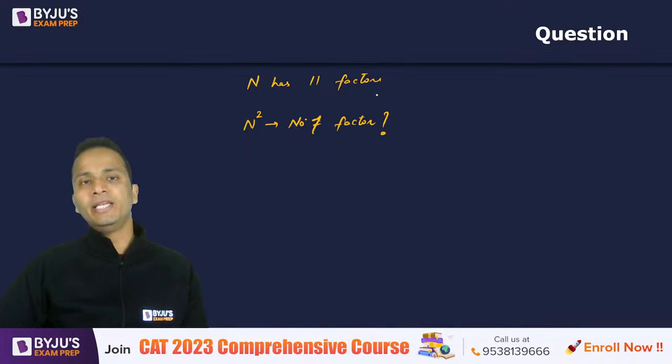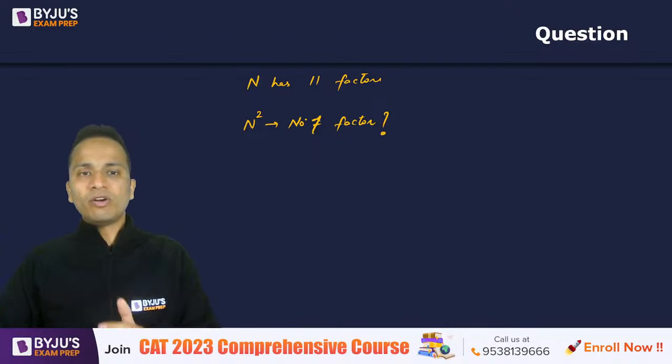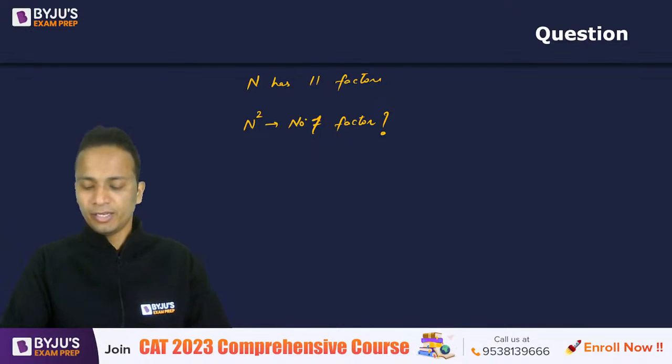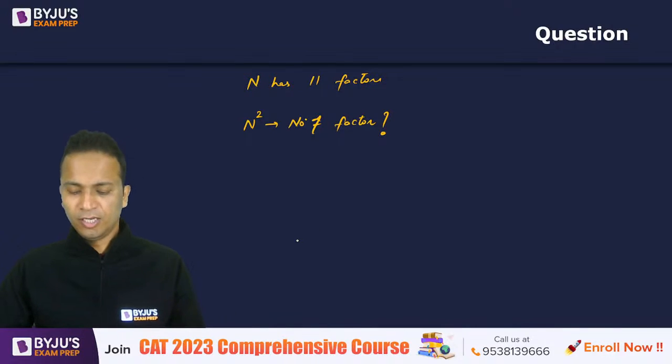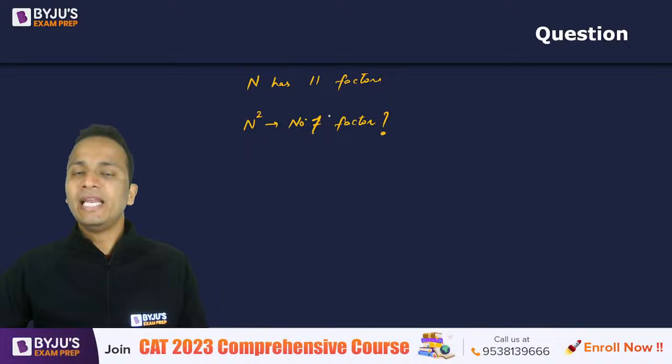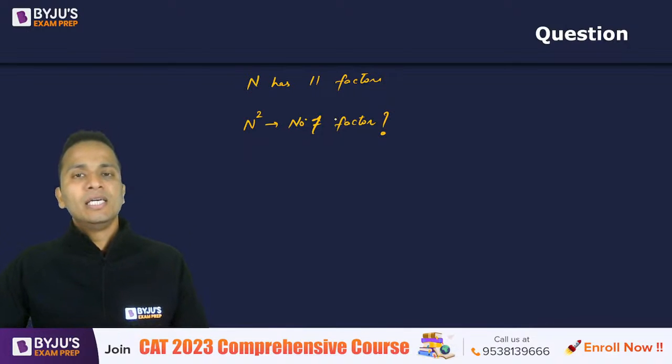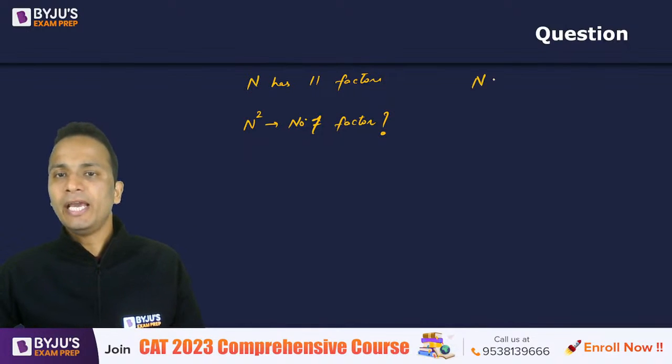So if a number n has 11 factors, then what will be the number of factors of n square? This is the first question. A wonderful question this is. So a number has 11 factors. Now how can I write this number n as?